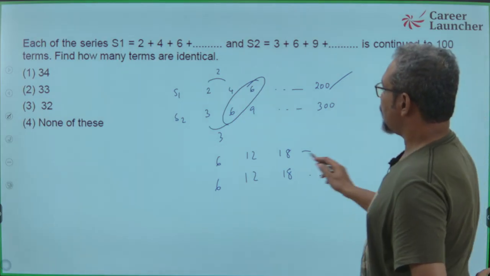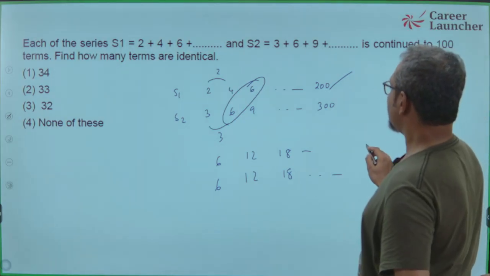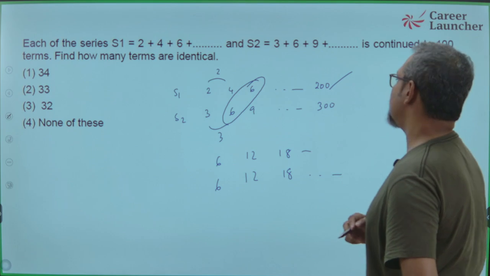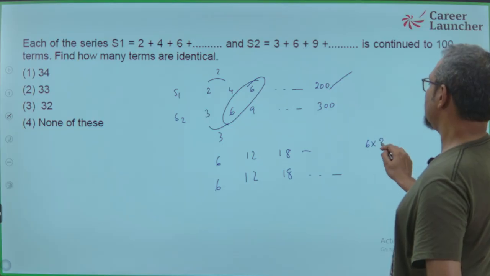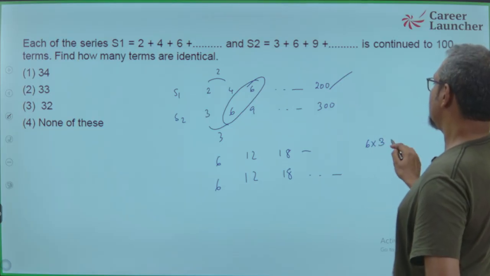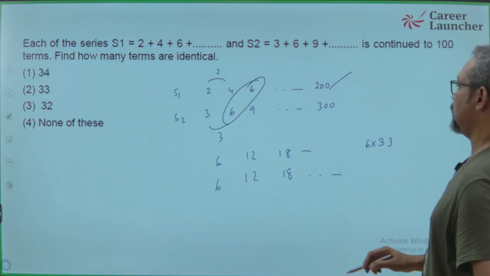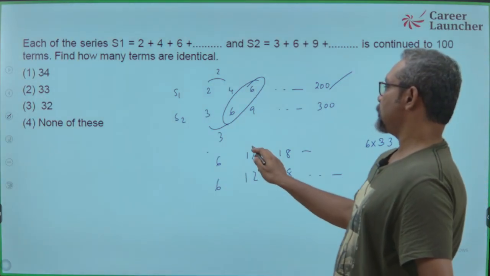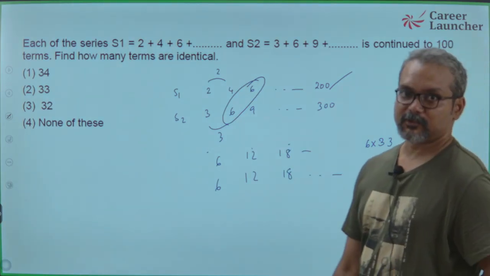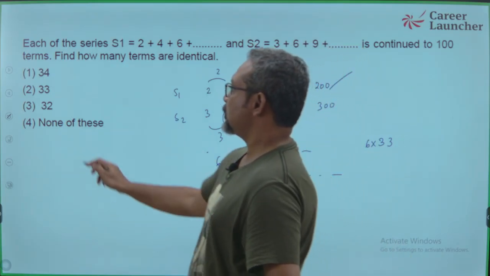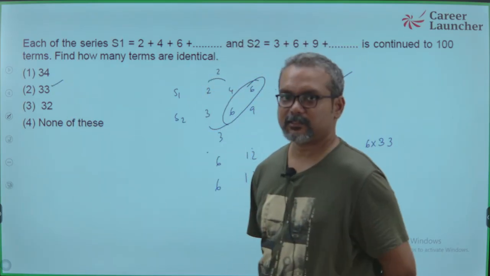So in continuing in groups of 6, the last number that will be divisible by 6 till 200 will be 6 multiplied with 33, which is 198. So 6 times 1, 6 times 2, 6 times 3 till 6 times 33. So how many are common terms? 2, 3, 4 till 33. So there are 33 common terms here. So that's the second option.